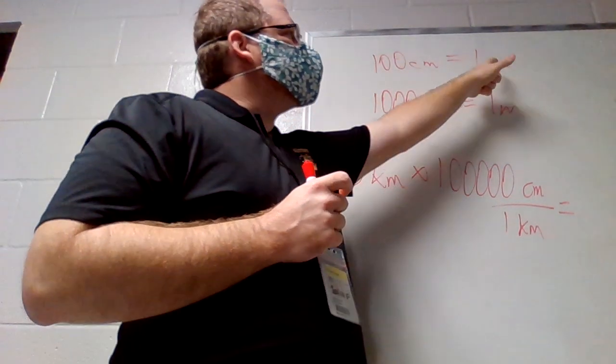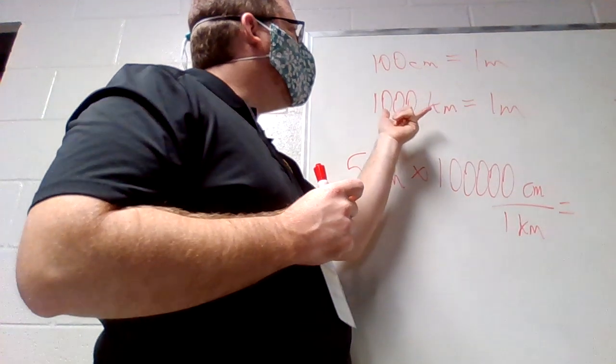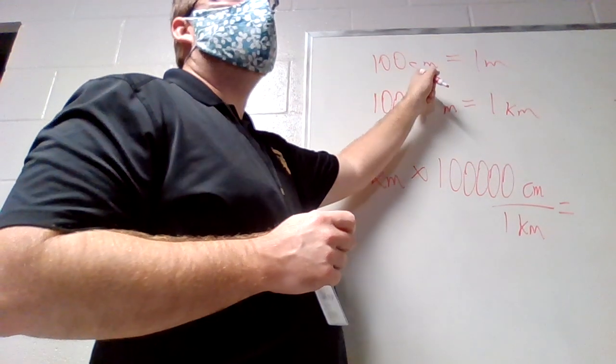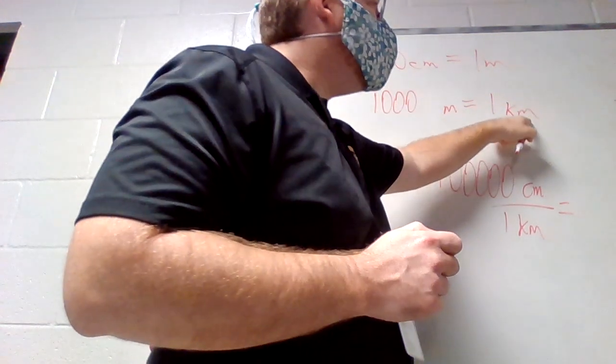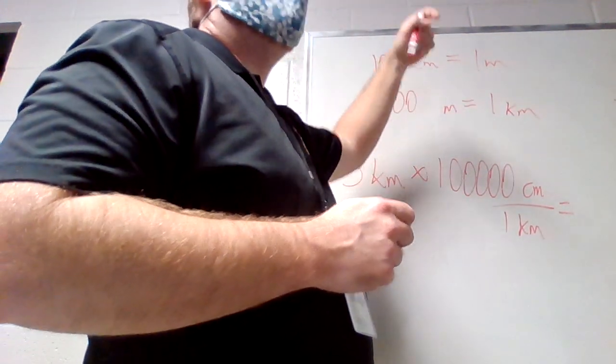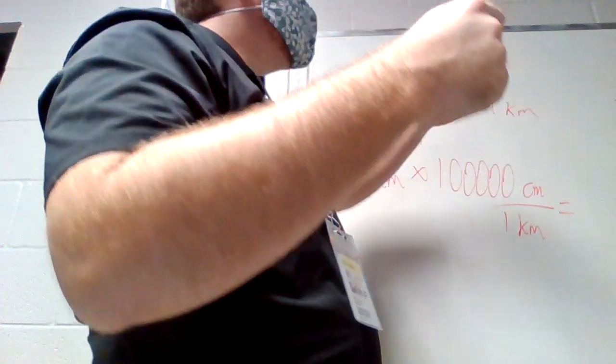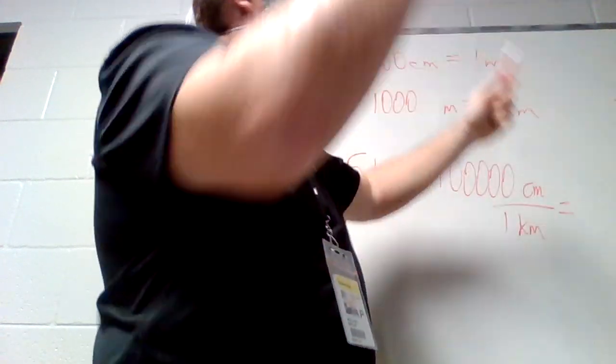100 centimeters equals 1 meter, and 1,000 meters is equal to 1 kilometer. So you want to go from kilometers to centimeters. You're going from a big unit to a small unit. So if my unit is getting smaller, my number should be getting bigger because I'm keeping the distance the same. I'm just changing my units.